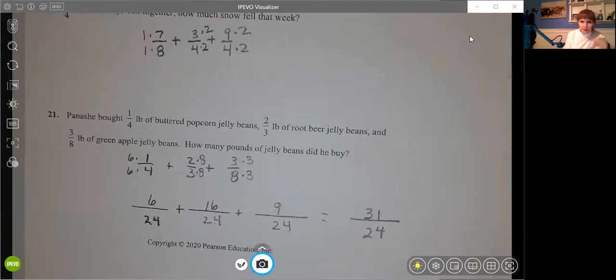All right, so I'm hoping that with this process, sometimes the hardest thing is coming up with the 24. After that, it's pretty simple. And you can use the greatest common factor or factorization in order to do that.